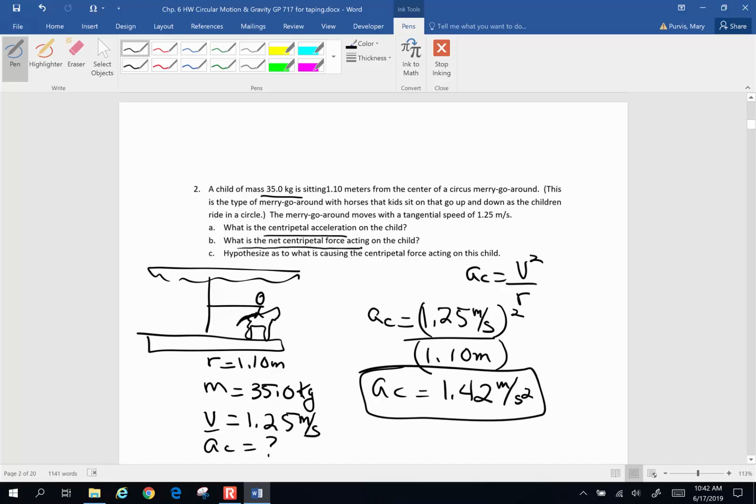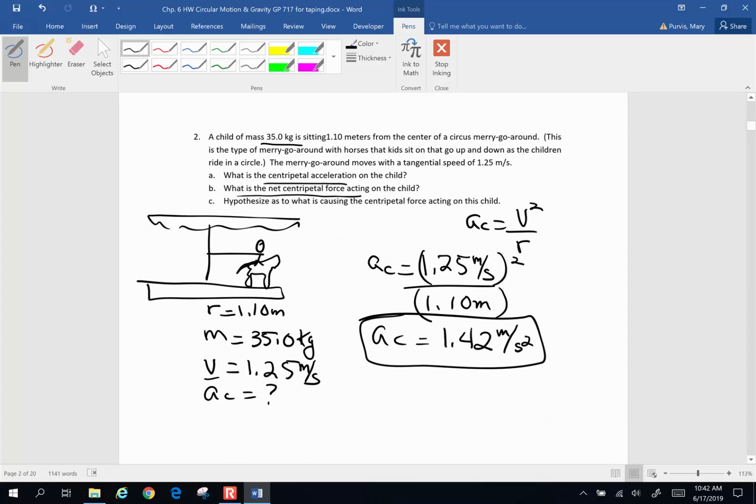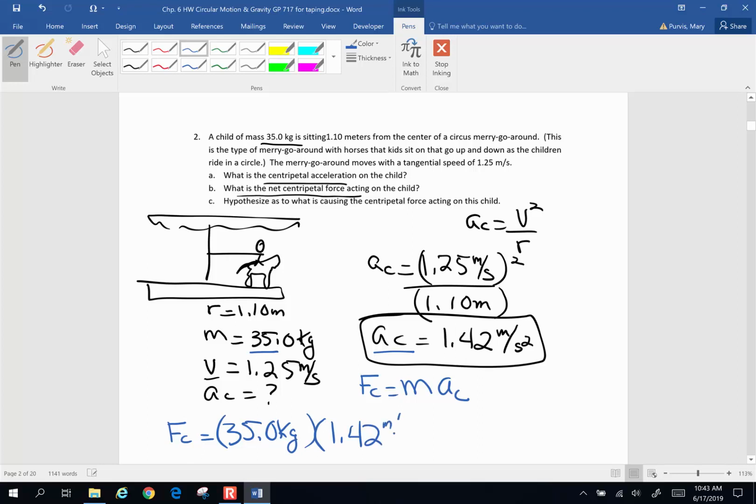What is the net centripetal force acting on the child? Now, the centripetal force acts in the direction of the centripetal acceleration. So centripetal force is going to be mass times centripetal acceleration. So we now know centripetal acceleration. So centripetal force is going to be the child's mass, 35 kilograms, times the centripetal acceleration, 1.42 meters per second squared. So we're going to multiply that by my 35, and I get 49.7 kilogram meters per second squared, which is newtons, and that is my centripetal force.